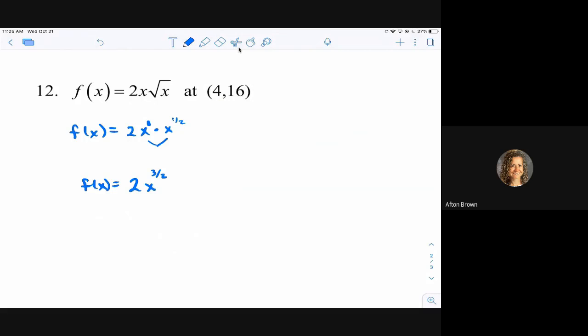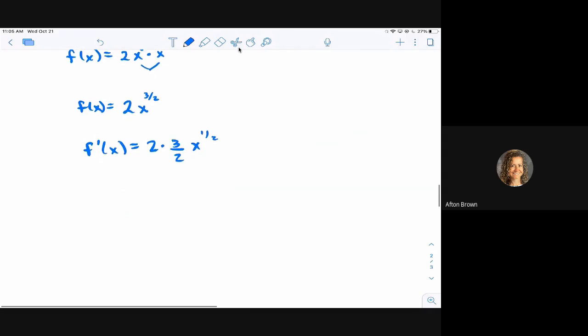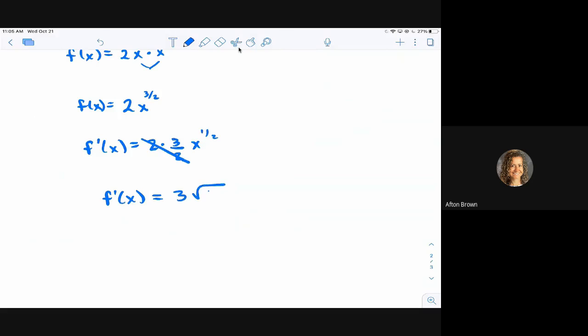Now the derivative is super easy. So now we take the derivative. The 2 stays, the 3/2 comes down in front. We minus 1. If we minus 1, we're back to 1/2. I'm going to simplify a little since I do have to plug in a number. So I have 3, and then x to the 1/2 is the square root of x.